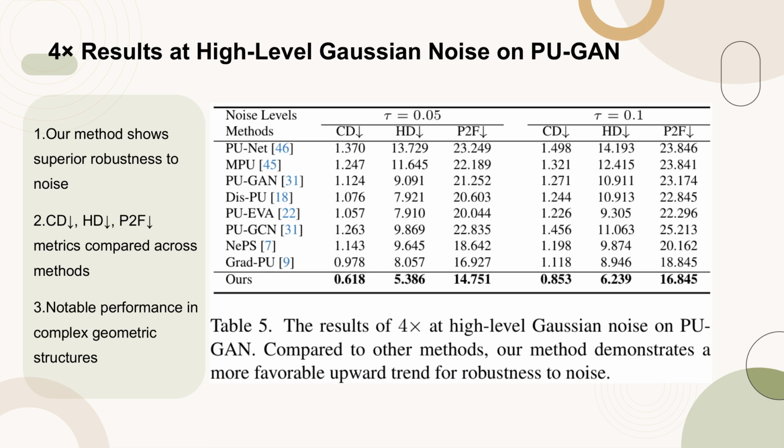Table 5 presents the results of 4 times upsampling at high-level Gaussian noise on PUGN, comparing various methods including PUNet, MPU, PUGN, DisPU, PUEVA, PUGCN, NEPS, GradPU, and our method. The table highlights our method's superior robustness to noise, as evidenced by the lower values in the CD, chamfer distance, HD, Hausdorff distance, and P2F, point-to-face distance, metrics. Our method notably generates more reasonable and uniform results on complex geometric structures, demonstrating a more favorable upward trend for robustness to noise compared to other methods.